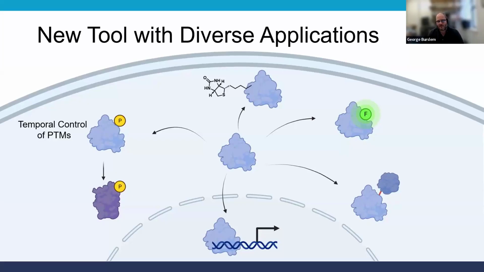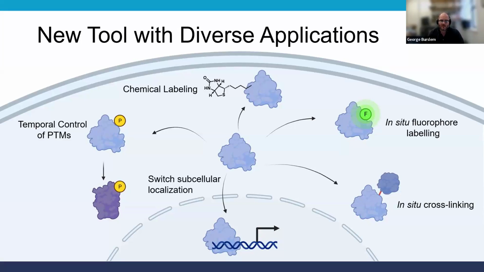We're interested in using it for the temporal control of PTMs, which I'll show you something in a second. We can do chemical labeling of a variety of types inside cells on endogenous proteins. We can do in situ fluorophore labeling. We started looking at in situ cross-linking to identify what proteins are actually interacting at the endogenous levels inside cells in a minimally perturbing fashion. And we also have some ideas for switching subcellular localization, for example, editing an NES into an NLS by editing the primary peptide backbone.